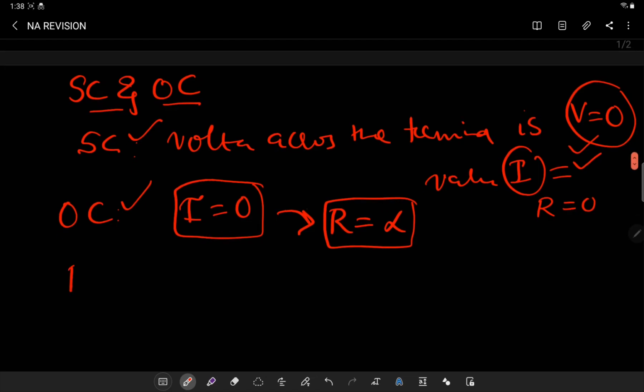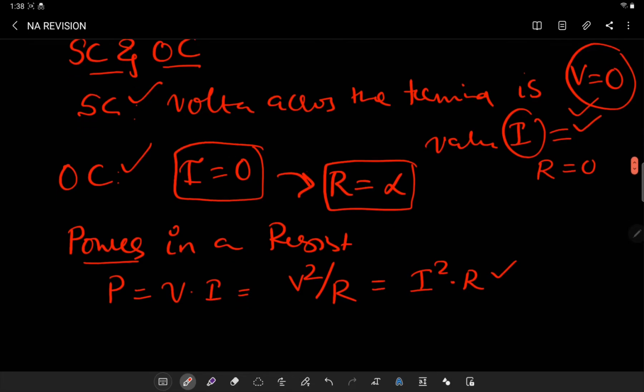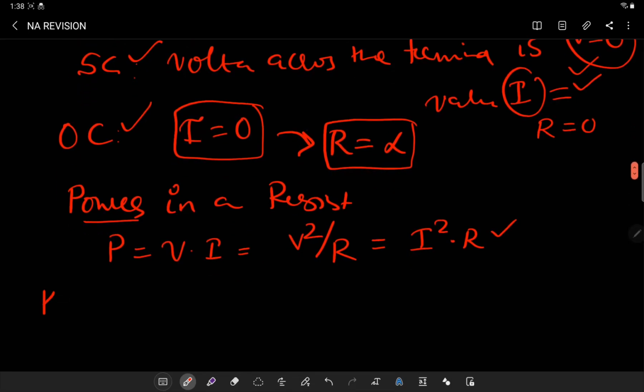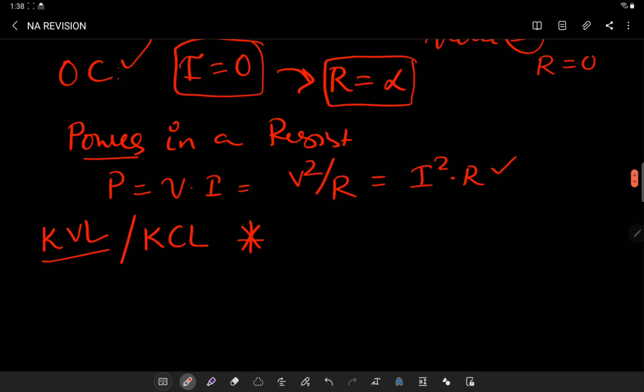Now let's know about the value of power in a resistor. Power is the product of voltage into current, or I can simply say V square by R or I square into R. We have learned about these two laws very much at our school level. So what exactly is KCL?